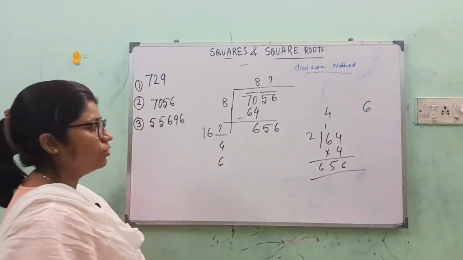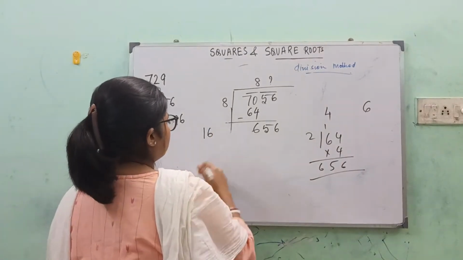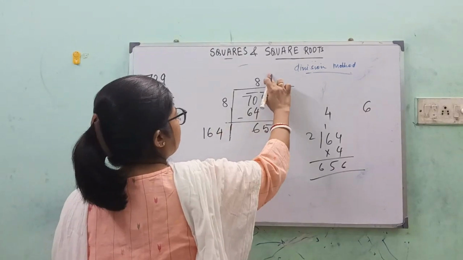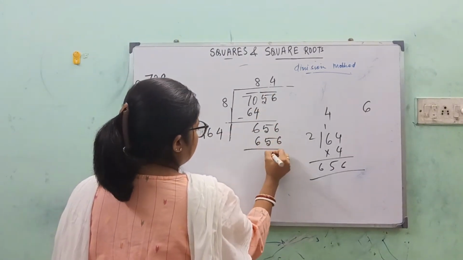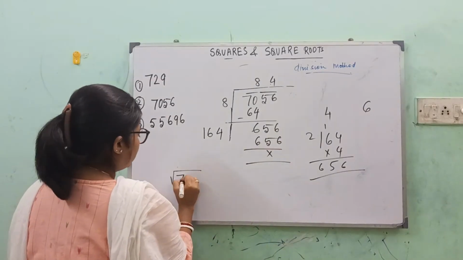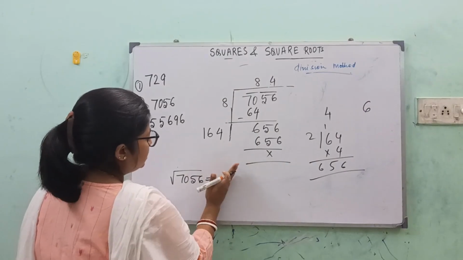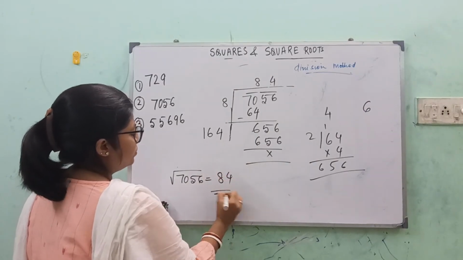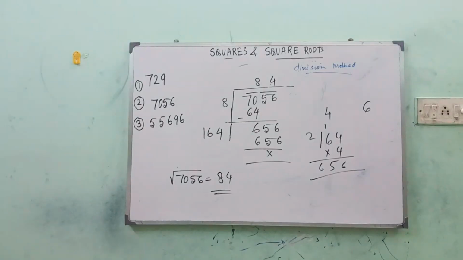See, easily we got it in the first chance. 164 into 4. So here we will put, so 164 into 4 is 656. Remainder is 0. So the square root of 7056 is 84. So this is less time taking than the prime factorization method. Okay, so this will be of much more help to you. So the square root of 7056 is 84.